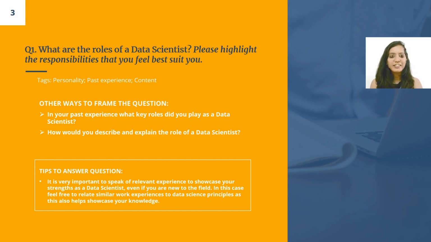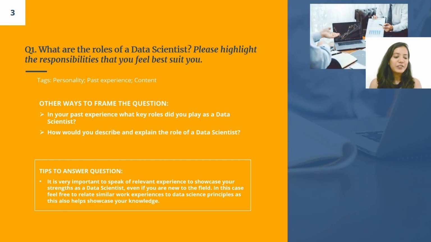So let's get started. The first question is, what are the roles of a data scientist? Please highlight the responsibilities that you feel best suit you. So this is actually a very basic and direct question, but also one that you might get asked a lot, because any company which is hiring you would obviously want to know that you know the basic responsibilities of your role, because that is something that they would not want to invest time on training you on. There's already a lot to be trained on. So let's move on to the answer.